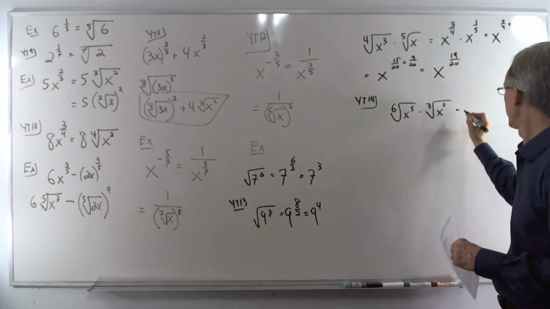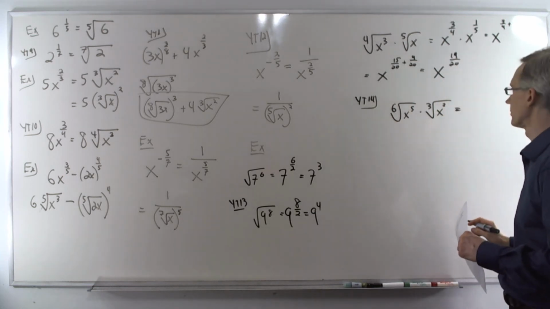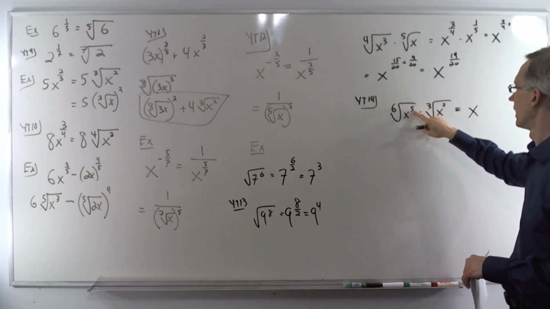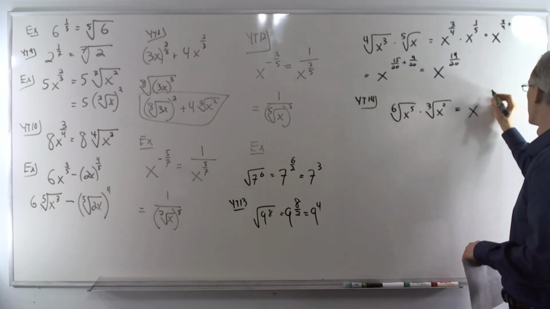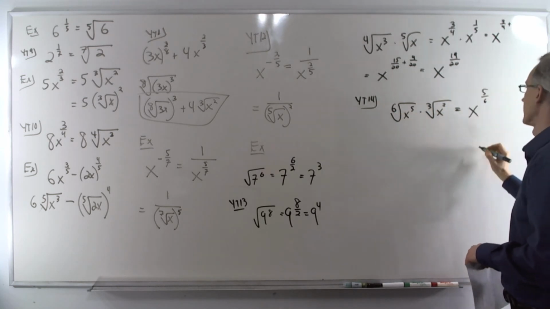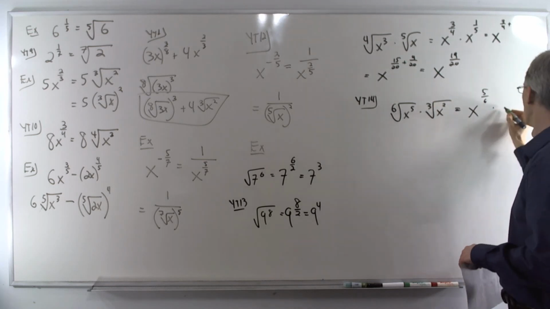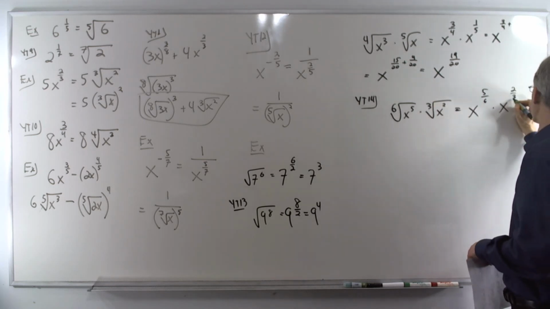Sixth root of x to the fifth times the third root of x squared. All right, we'll convert to exponentials first. 5, the power, is the numerator. 6, the index, is the denominator. X to the 5/6 times numerator, denominator, x to the 2/3.